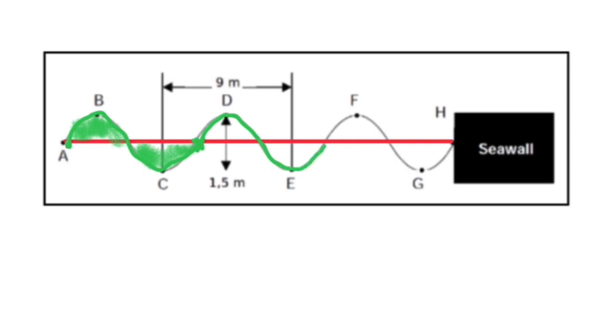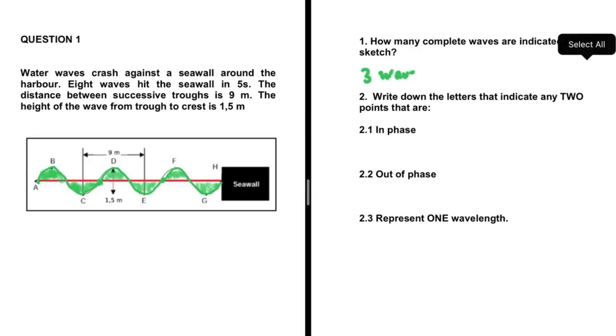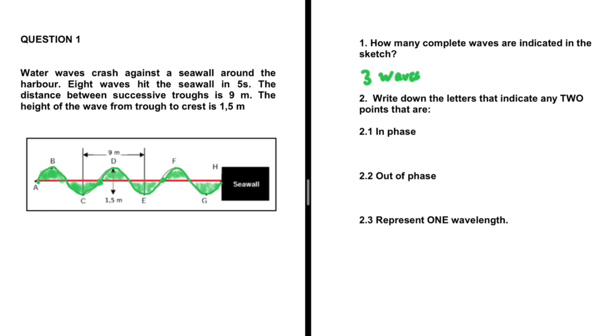at this point right here, we have our second wave. Again, half a cycle, one complete wave. Now let's continue counting. If we keep going, when we reach this point, we have the third wave. Half a cycle. Half and half will always give you one whole. So there we go. We have 3 waves. How many complete waves are indicated on the sketch? 3 complete waves. The second question: write down the letters that indicate any 2 points that are in phase.